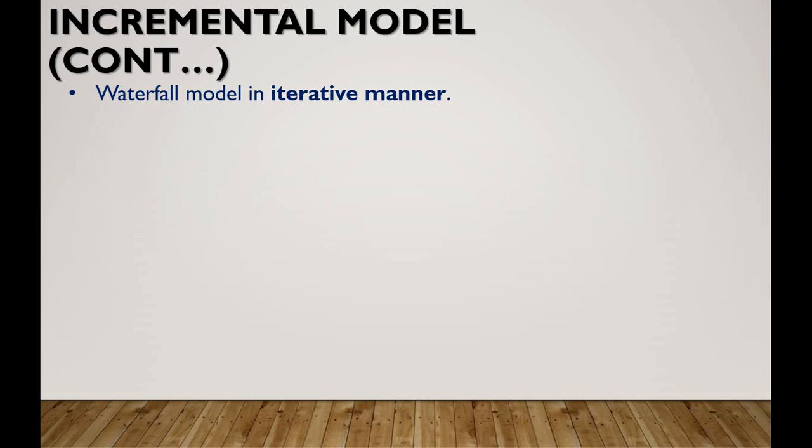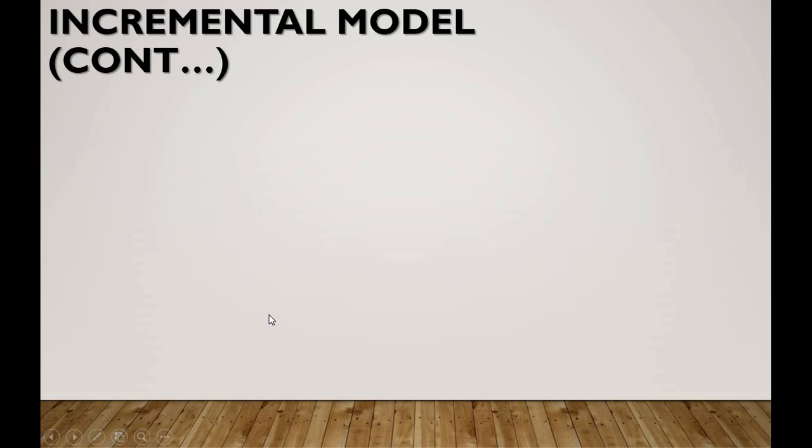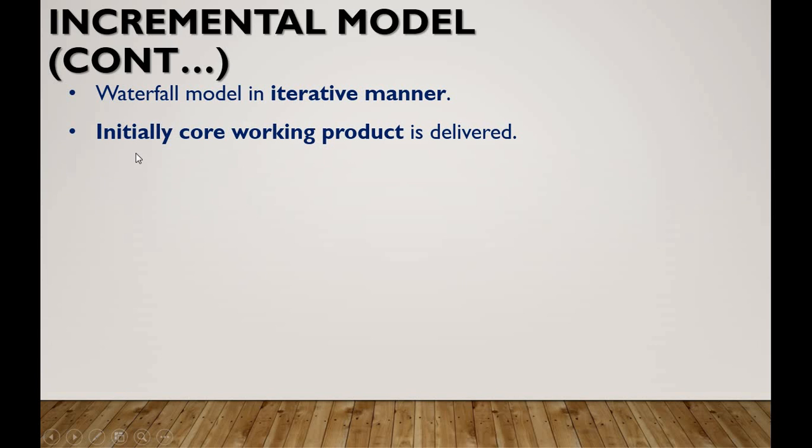Here it is the waterfall model in an iterative manner, meaning all the phases that we discussed in the waterfall model are being developed. So we can say that the waterfall model in an iterative manner becomes the incremental model. Initially a core working product will be delivered, and in the next stages more functionalities will be added to the project.